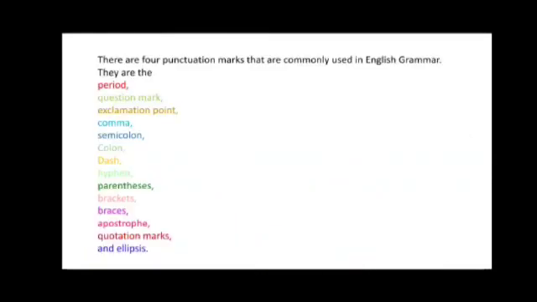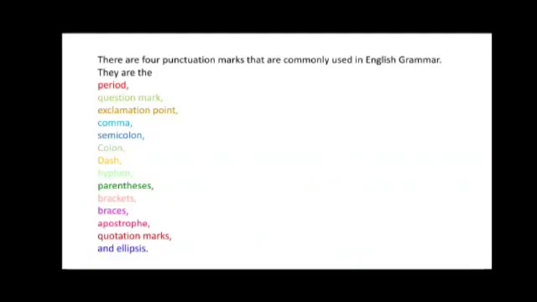Now in the English language, there are 4 punctuation marks that are commonly used in English grammar. But actually there are 14 punctuation marks. The 4 which I told you very importantly are full stop, question mark, exclamation mark, and capital letters. These are the 4 important punctuation marks we use.